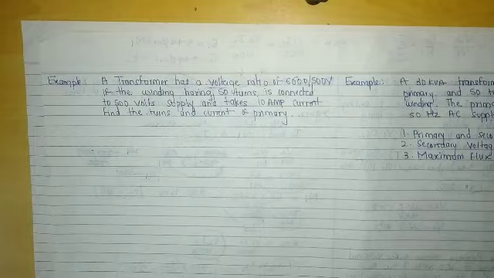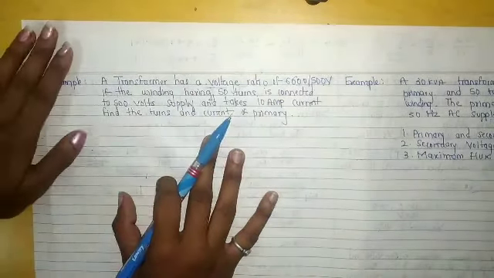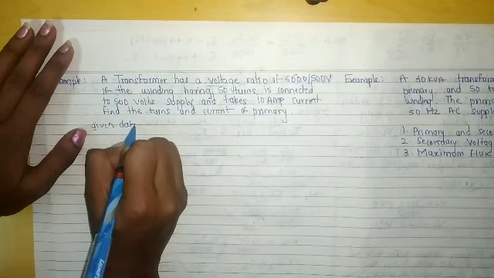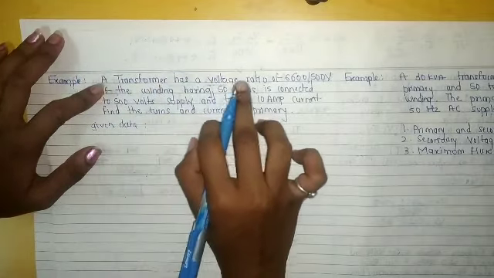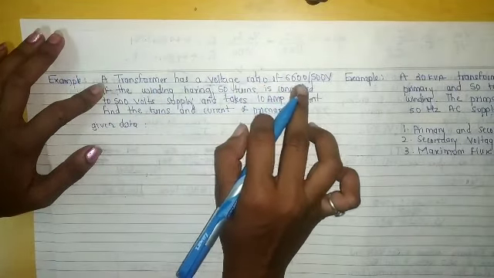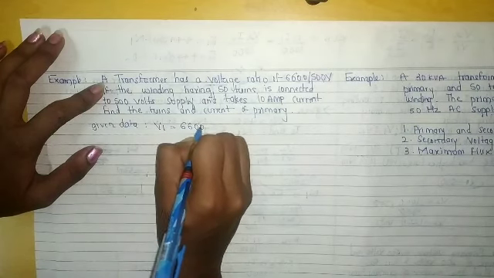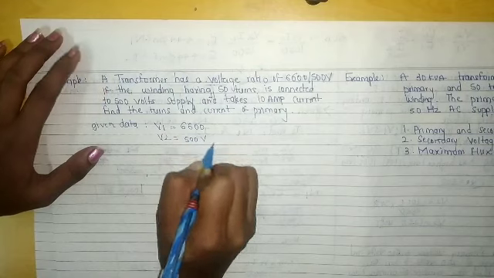Now this is a very easy example, but what they are doing, they are confusing you. So I will tell you. First we have to write the given data, right? Now here the transformer has a voltage ratio of 6600, that will be V1 is equal to 6600 and V2 is equal to 500 volt.